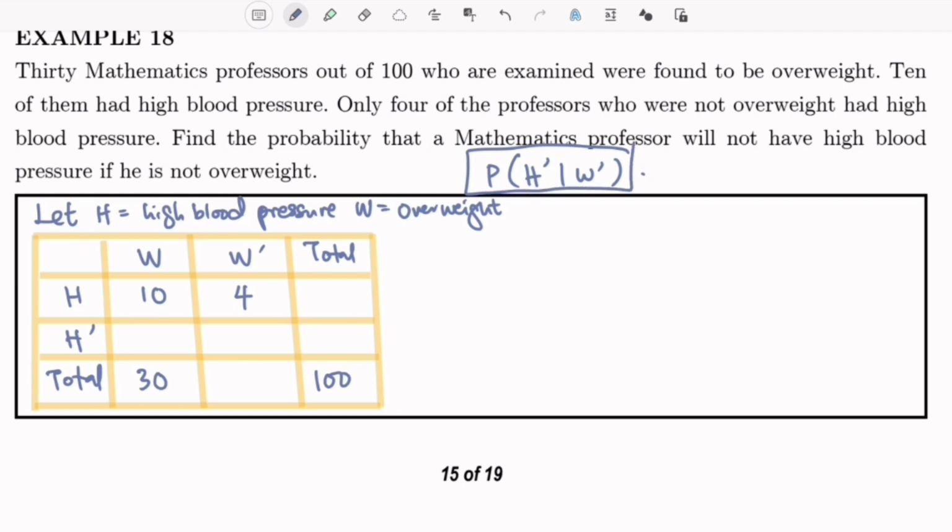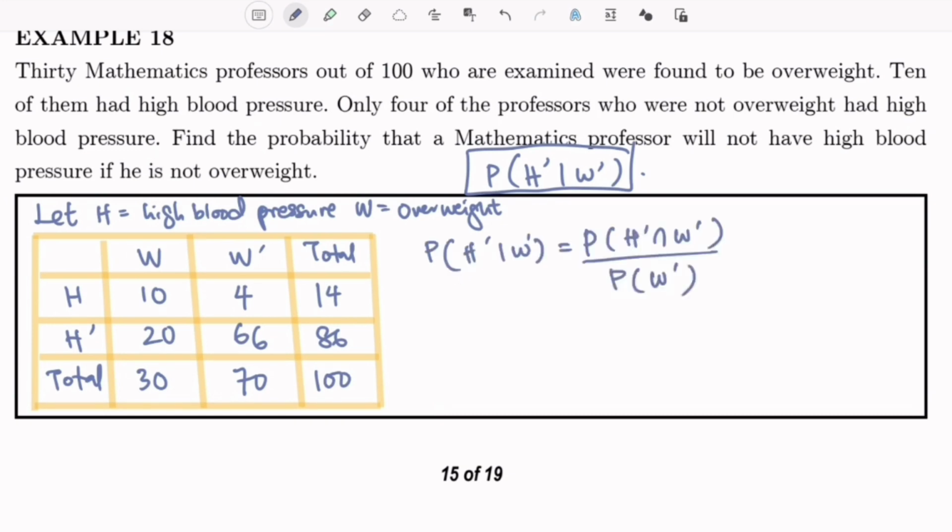Let's fill in the table first. So 100 minus 30, we get 70. 70 minus 4, 66. 30 minus 10, we get 20. And this one here is 86. 10 plus 4, we get 14. So using the formula, referring to the table, you can see that the intersect between H complement and W complement is this. So 66 over 100. And then the probability for complement of W, we have 70 over 100. Substitute in the values.